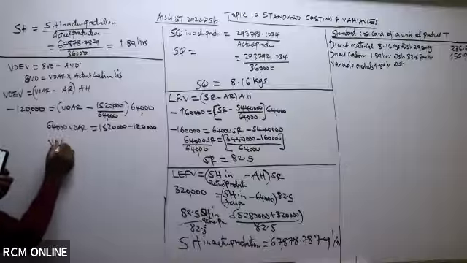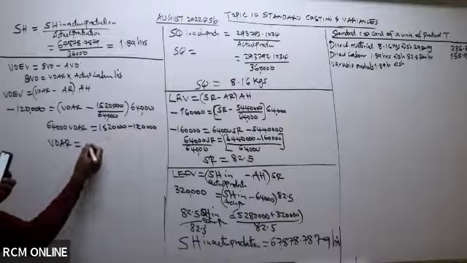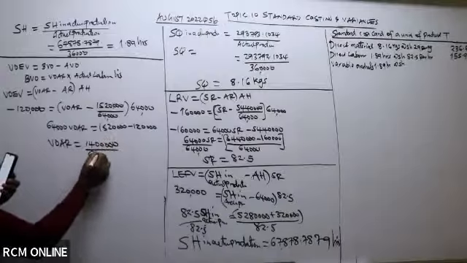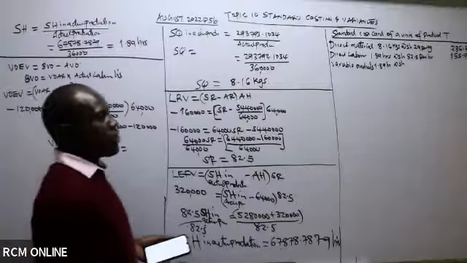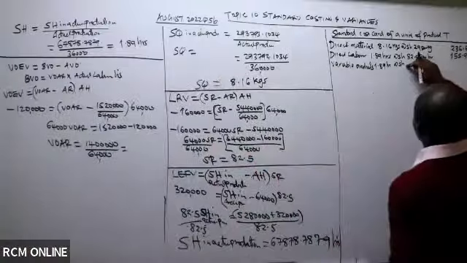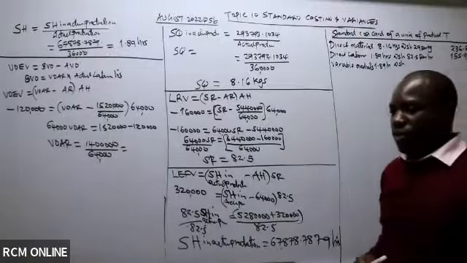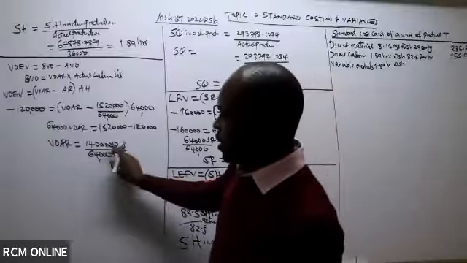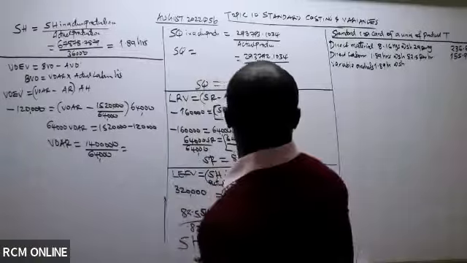So our variable overhead absorption rate is equal to 1520 minus 120. We need to be 1400. Variable overhead absorption rate, it will give us this amount. Variable overhead absorption rate, what will it be? When you check, 1400 divided by 64,000, two decimal places with you.